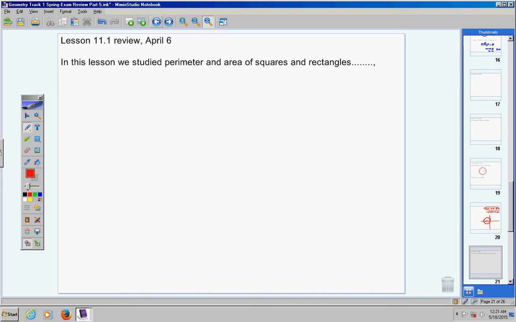In lesson 11.1, on April 6th, we studied the perimeter and area of squares and rectangles. Now, guys, come on. You can copy this down, just watch. Here's a square, side of 4. What would the area be? Well, 4 times 4 is 16. What would the perimeter be? It would be 16 also, actually, because 4 plus 4 plus 4 plus 4 gives you 16.